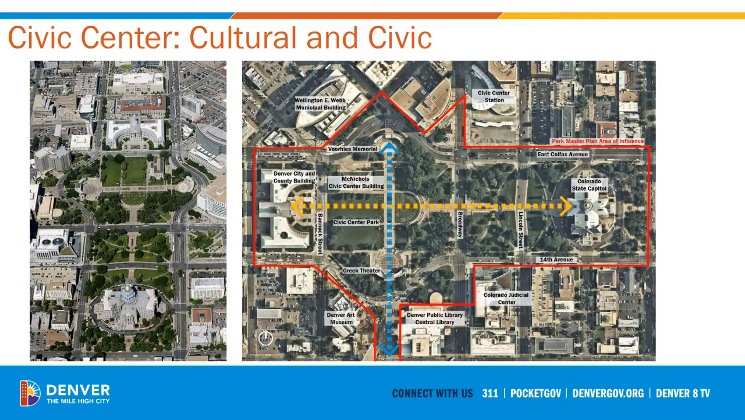But Civic Center was really originally designed and laid out based on a very simple Beaux-Arts style plan of strong symmetry. The yellow dashed line that you see running from left to right on your screen is our civic axis that connects the City and County Building all the way up to the State Capitol building. And then the blue dashed line you see running from top to bottom is our cultural axis that connects all of our culturals, whether it's the Denver Art Museum or the Public Library, up to the north into downtown where Civic Center Station is, as well as the mall.